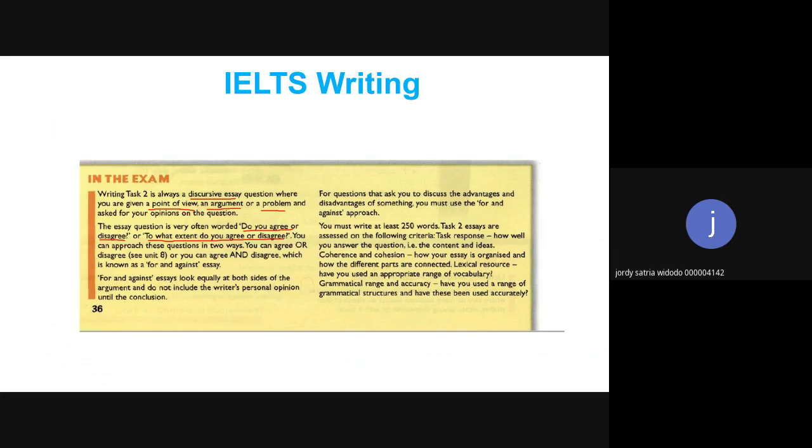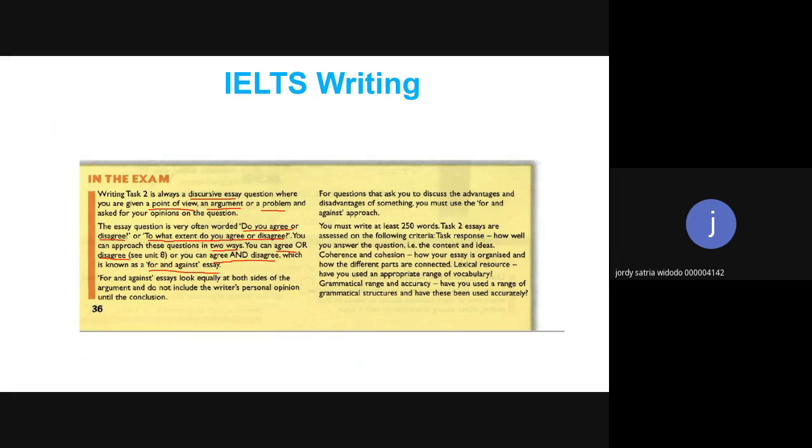You can approach this question in two ways. You can agree or disagree, or you can agree and disagree. So here's the thing. If you have been given these questions in writing task 2 in the IELTS test, you can choose whether you only want to agree with the question, or only disagree with the question, or you can use both. Agree and disagree means it can be an argumentative essay, which is known as a for and against essay.